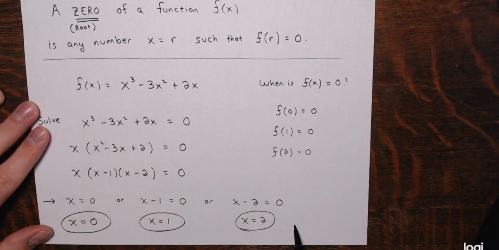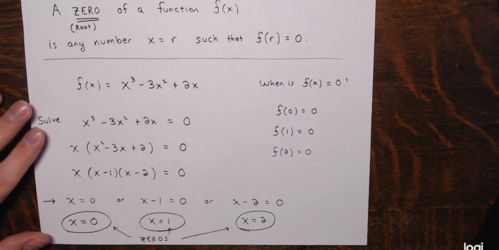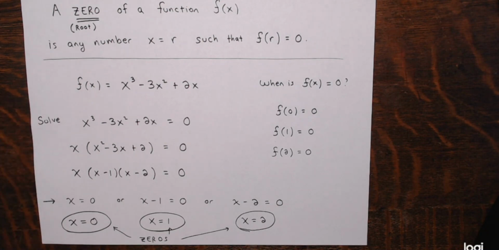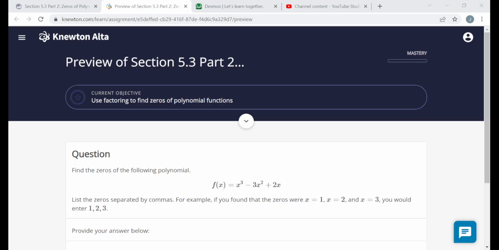So these are the zeros of f. X equals 0, 1, and 2. Those are the zeros of f. They're the numbers that you can plug in to get an output of 0. Okay. So that's all they wanted.